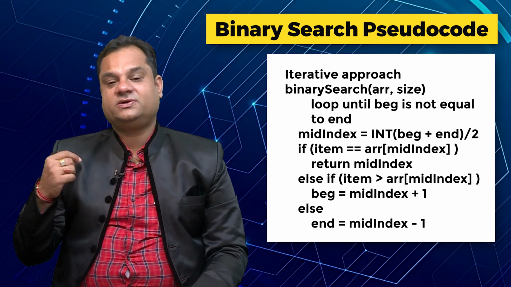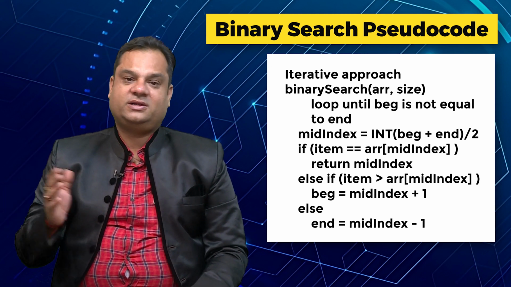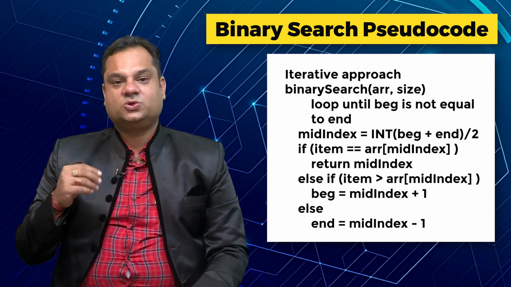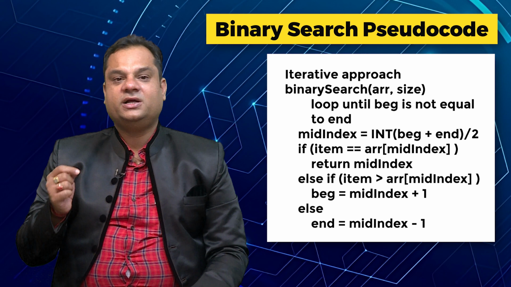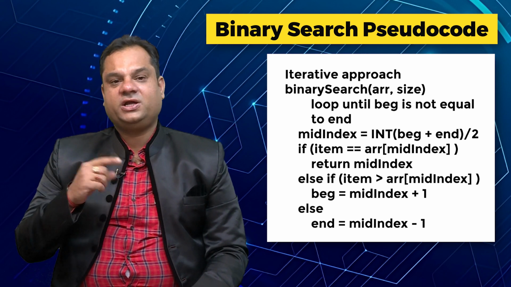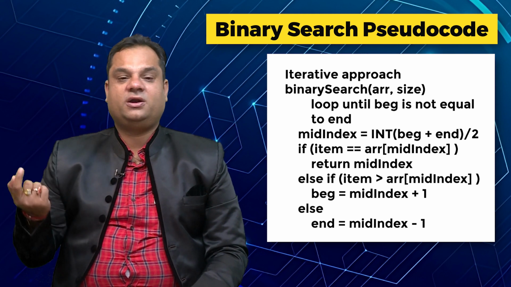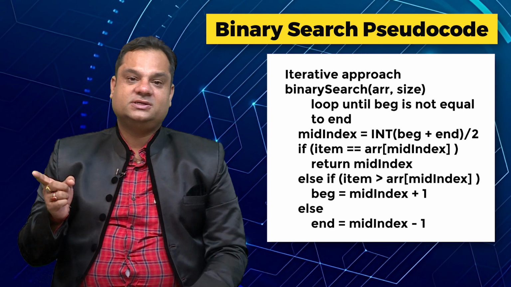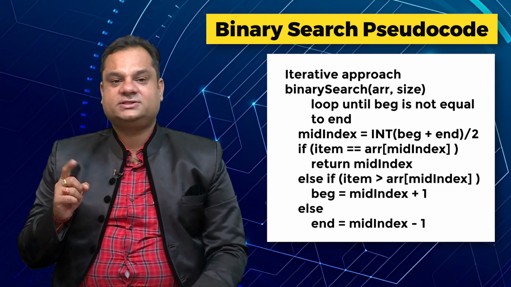You apply the loop until beginning is not equal to the end. If beginning is equal to end, it means the last operation. If it exceeds that, the operation will be stopped. So you have to find the mid index by calculating the integer of beginning plus end by 2. If item equals array of mid index, it is already matched, so you can write return mid index.